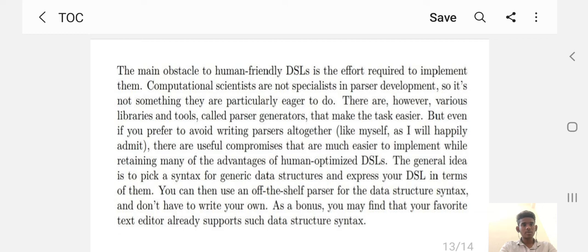there are useful compromises that are much easier to implement while retaining many of the advantages of human optimized domain specific languages. The general idea is to pick a syntax for generic data structures and express your domain specific languages in terms of them. You can then use an off-the-shelf parser for the data structure syntax and do not have to write your own. As a bonus, you may find that your favorite text editor already supports such data structure syntax.